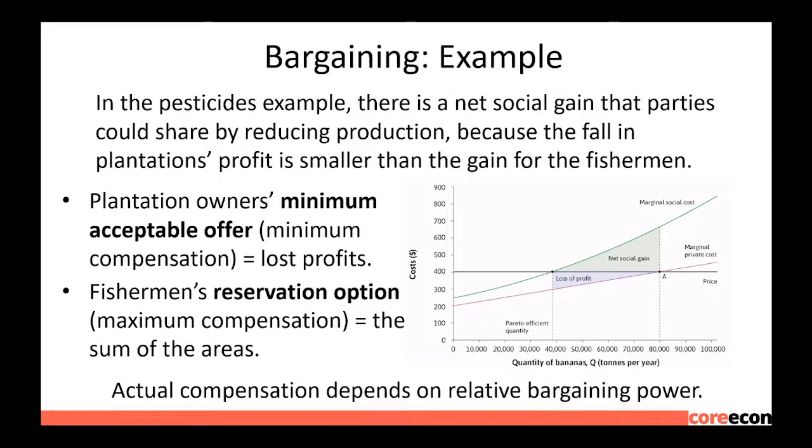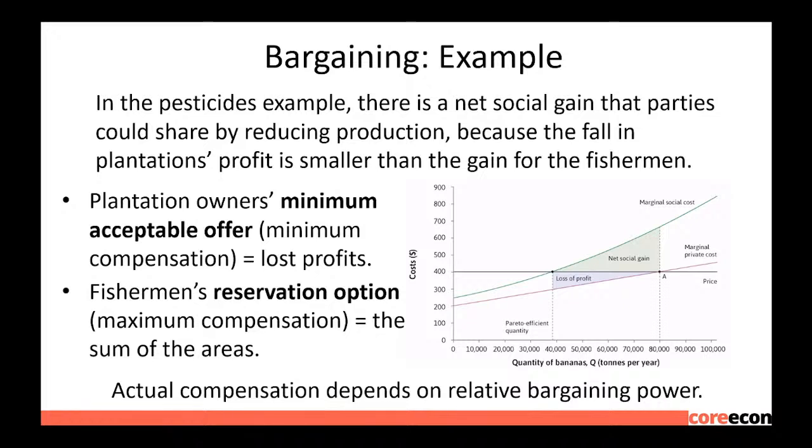So, as we have already discussed, there is a net social gain that parties could share by lowering production. It would be better off, it would be best for both if there is some kind of transfer then from the fishermen that could just pay the plantation owners to produce less. That is because we have set it up in such a way that the costs increase so much that there's actually the fall in the plantation owners' payoff when reducing production is lower than the gain in fishermen's payoff.